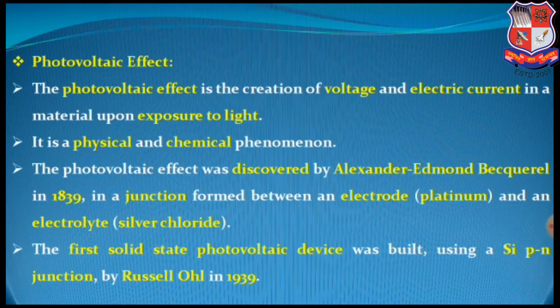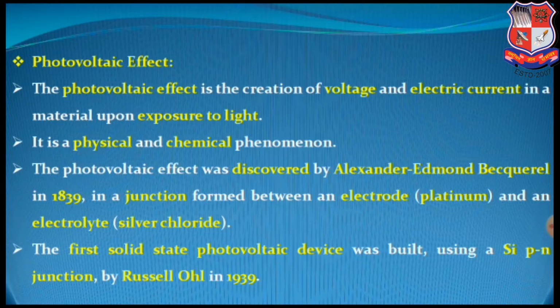When the light is incident on the material, some amount of light energy will be stored by the material, as we all know, and the remaining amount of energy will be dissipated in the form of heat. The stored light energy can be utilized to generate voltage and electric current inside the material. So this is a combination of physical and chemical phenomena.